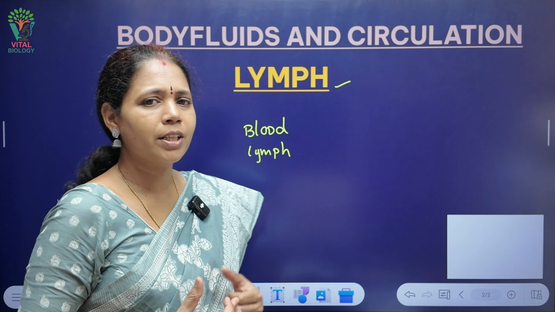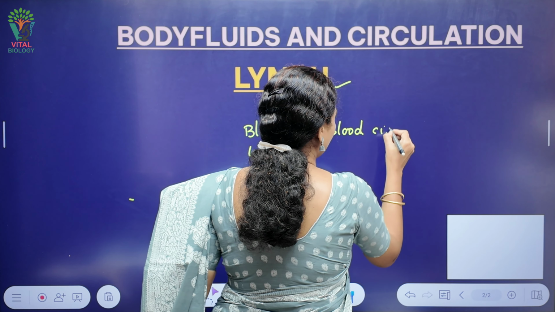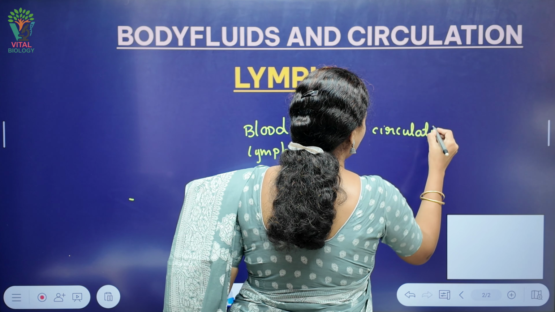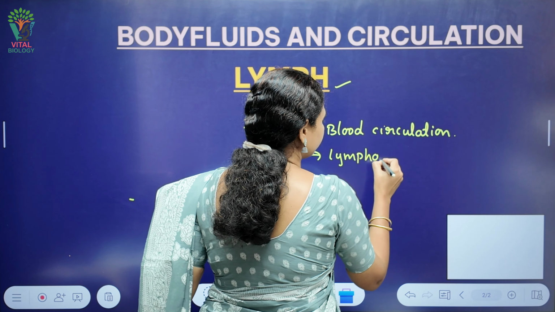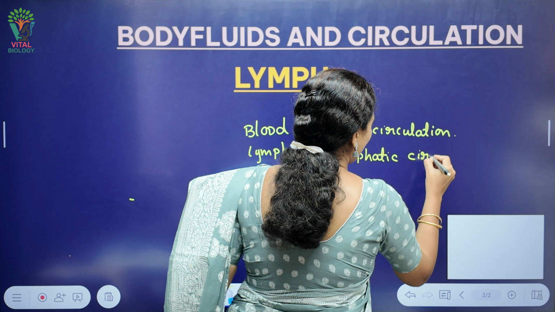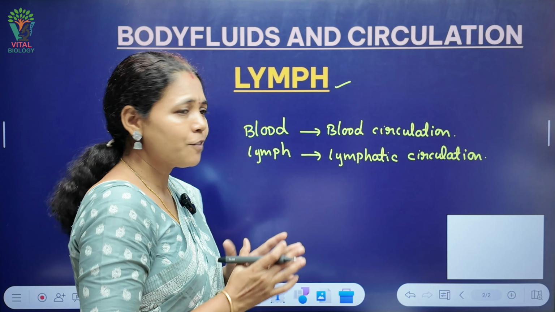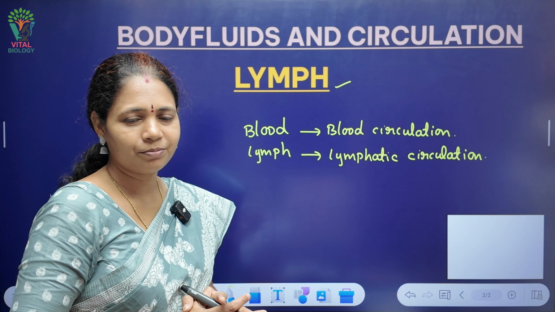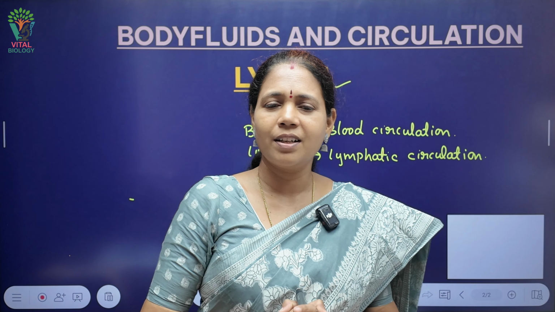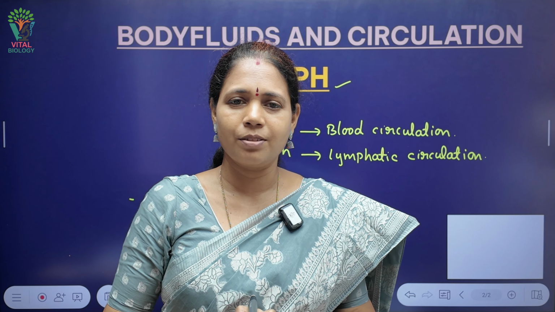So that's why the channels in which blood flows form the blood circulation, whereas the channels in which lymph flows form the lymphatic circulation. As our chapter name is body fluids and circulation, we have to focus on both blood circulation and lymphatic circulation. How exactly lymph circulates in our body, its composition and its function, we will discuss in this class.